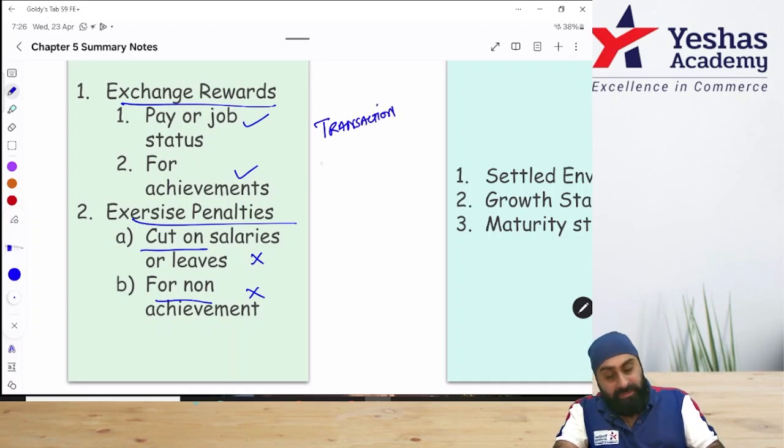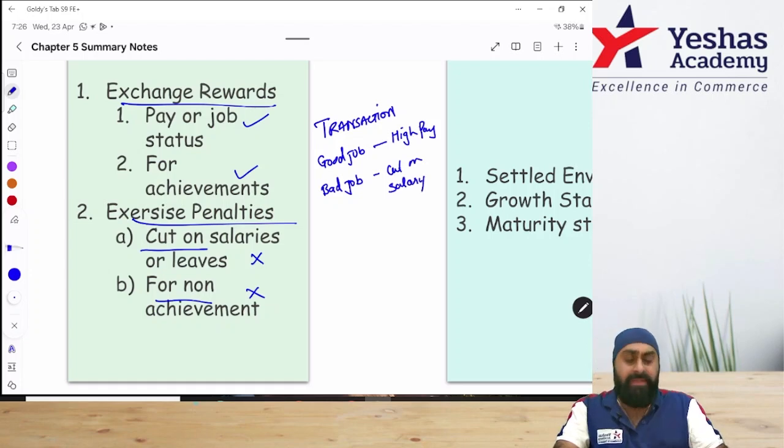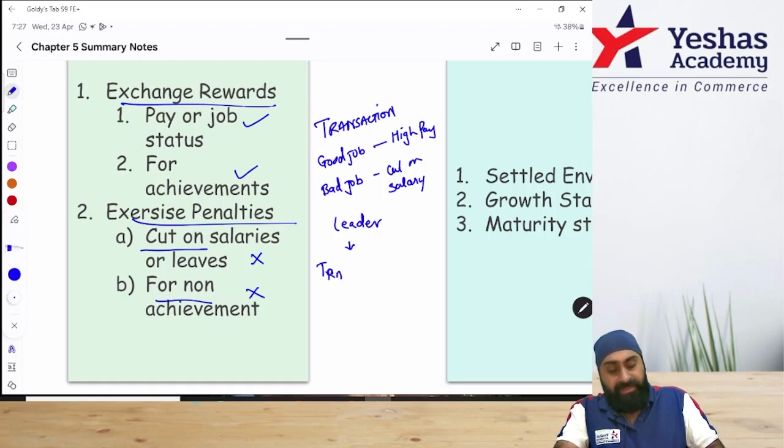What is a transaction? Good job is equal to high pay or appreciation. Bad job is equal to a cut on salary. Therefore, in very simple terms, it is a transaction, and such a leader is called a transactional leader.